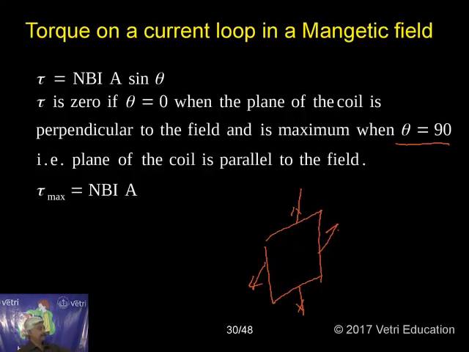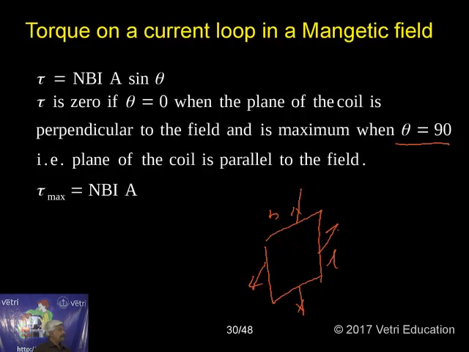What is A? Area. Because L into B. This is the length of the loop, this is the breadth of the loop. L into B will give the area. So the area comes. This derivation we have seen in detail in our 12th standard syllabus. When you have the torque on the loop A, B, C, D or P, Q, R, S, this is the direction of the current loop. Tau maximum is equal to NBIA. Don't forget it. This is the formula.